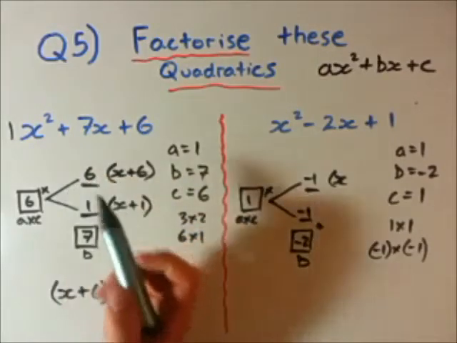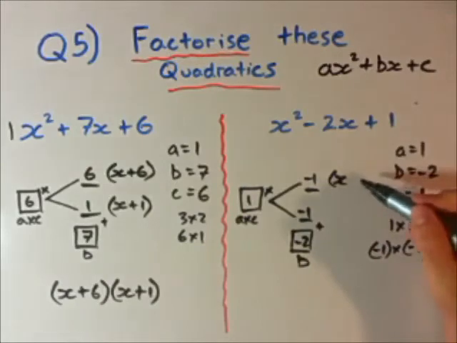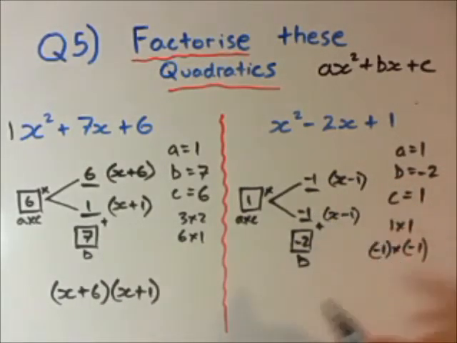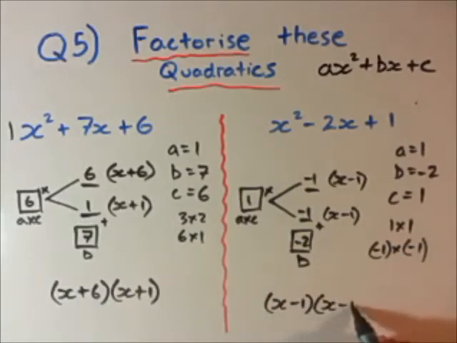So if this is 6, it's positive 6. This one is -1. So we're going to have x minus 1. And this one here will also be x minus 1. So our final answer will be x minus 1, x minus 1. So there we go. Fox family method.